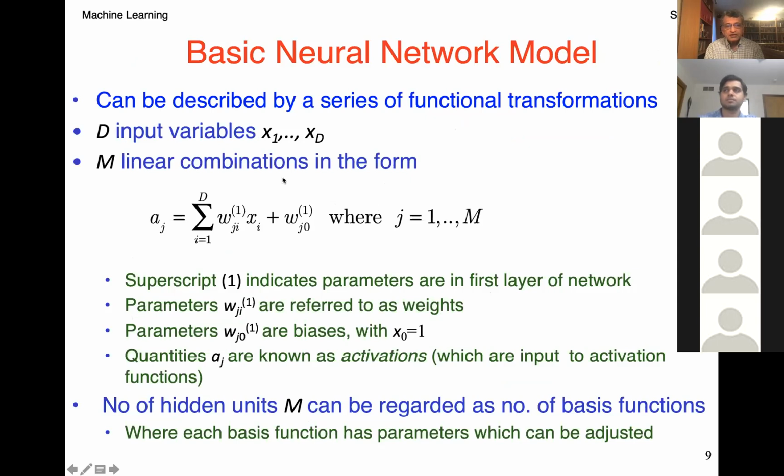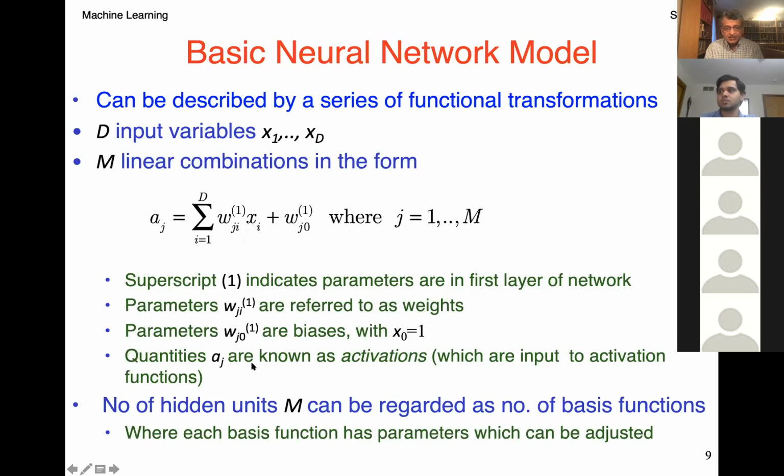The basic neural network model can be described by a series of functional transformations: D input variables x1 through xD, M linear combinations of this form, and superscript 1 indicates the parameters are in the first layer of the network. Parameters w_ji^(1) are referred to as the weights. Parameters w_j0^(1) are referred to as the biases. x0 would be one additional input, which we take to be equal to 1, in which case we can get rid of this term if x has one more term in it.